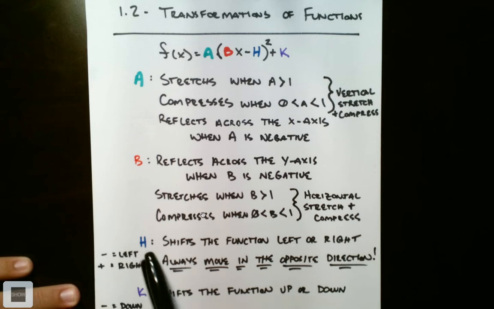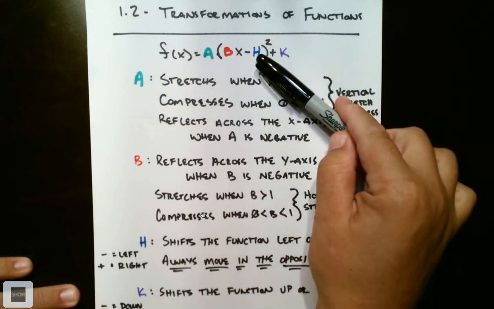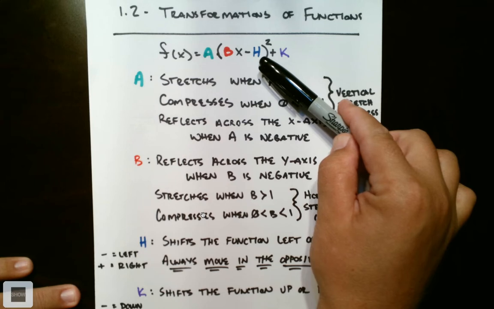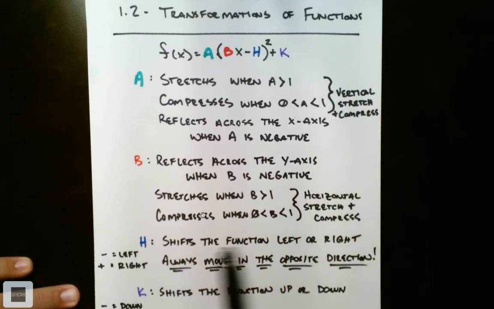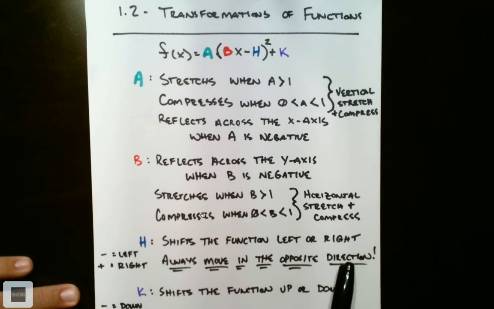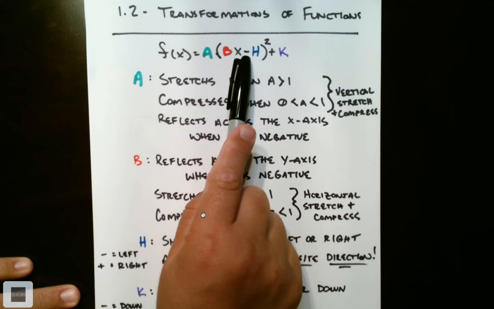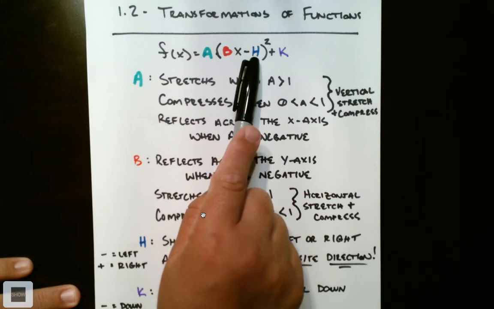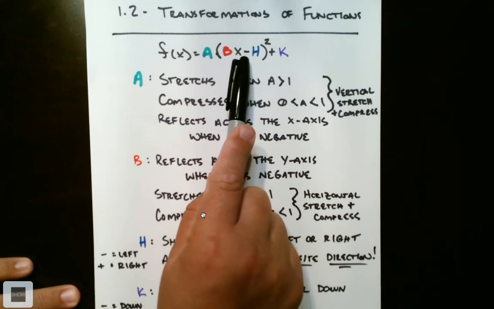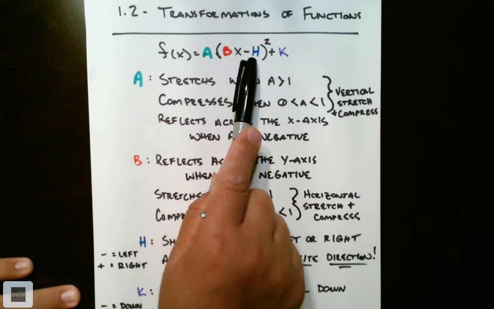And then H, whatever this H value is, there's a little bit of a trick to H that you have to remember, and I'll point that out here in just a second. Shift the function left or right. But the thing that some people forget or they have a hard time remembering is this. Whatever H is, you're always going to shift it in the opposite direction. And let me explain why. It's not magic. It's because the formula is minus H, right? The opposite of H. Okay? So you always want to move in the opposite of H's direction.